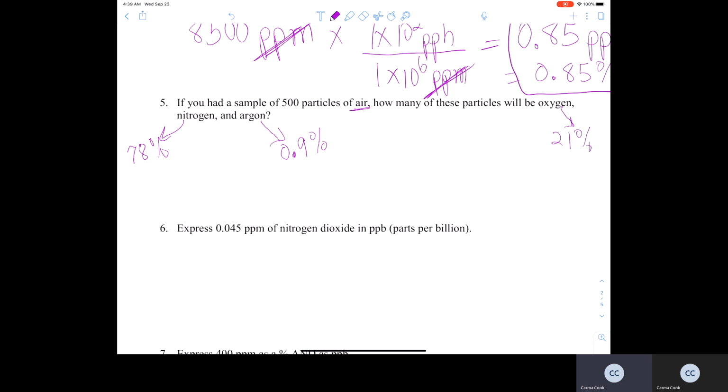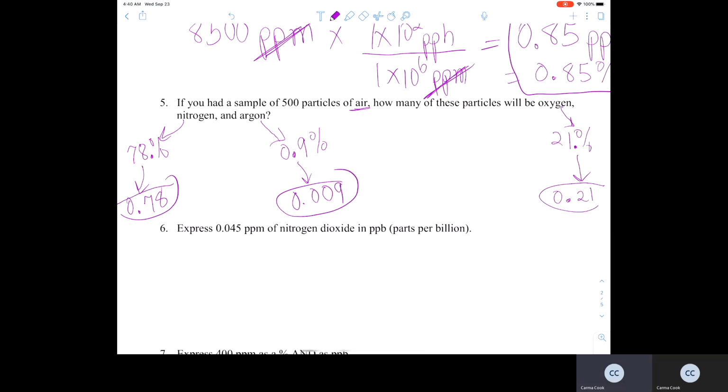So if you have 500 total particles, you take these percentages, convert them to a decimal, something we learned to do again way back when in elementary to middle school. You just take the decimal, and with these big numbers that don't have a decimal, you place the decimal at the end, and then just move the decimal 2 spaces to the left to convert that percent to a decimal. So you take the decimal that you obtain after you've converted the percent to a decimal, and you multiply by 500.